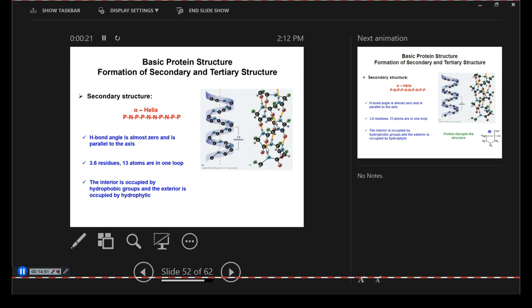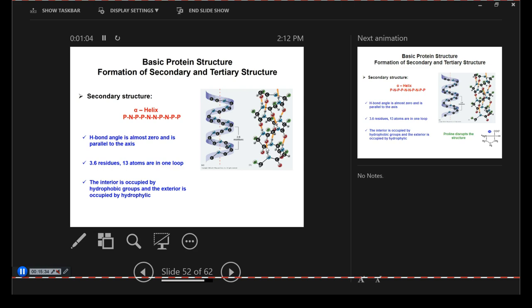For alpha helix, you have this general sequence of amino acids. You have a polar, nonpolar, followed by two residues that are polar, followed by two residues that are nonpolar, and then the sequence repeats. This is the general trend to form an alpha helix, but that doesn't mean an alpha helix doesn't form if you have a slightly different sequence. But in general, you have this particular sequence to form an alpha helix or a helical shape.